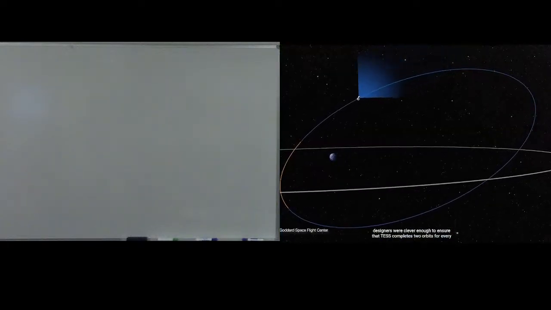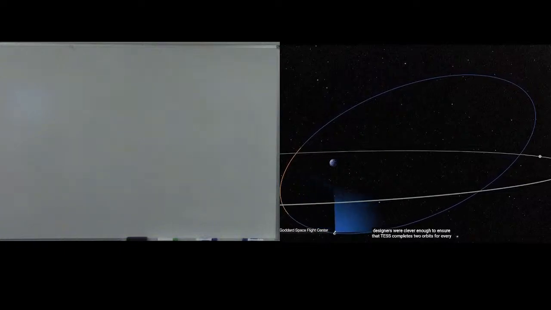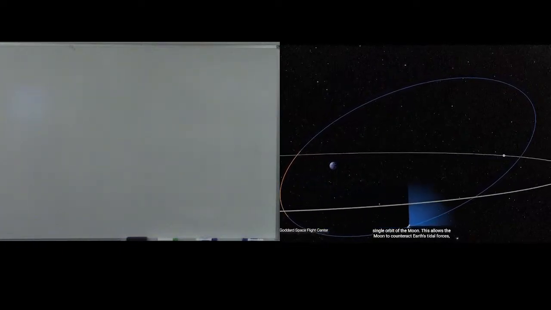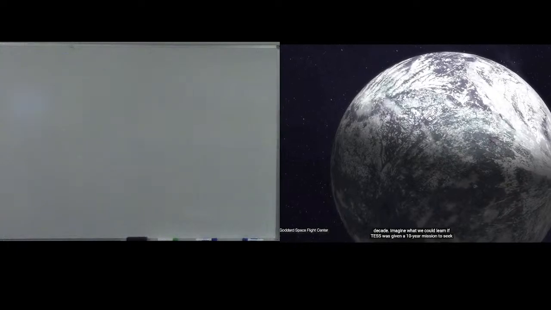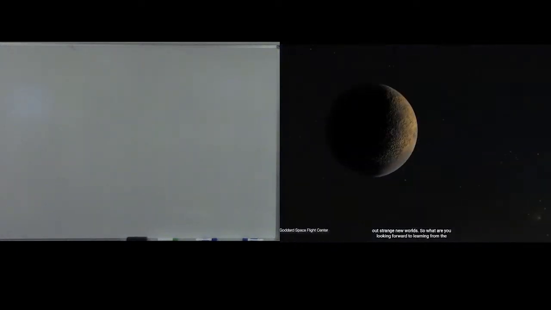But Earth's tidal forces will intervene and gradually destabilize TESS's orbit. But TESS's mission designers were clever enough to ensure that TESS completes 2 orbits for every single orbit of the Moon. This allows the Moon to counteract Earth's tidal forces, ensuring that the spacecraft should remain in a stable orbit for at least a decade. Imagine what we could learn if TESS was given a 10-year mission to seek out strange new worlds.